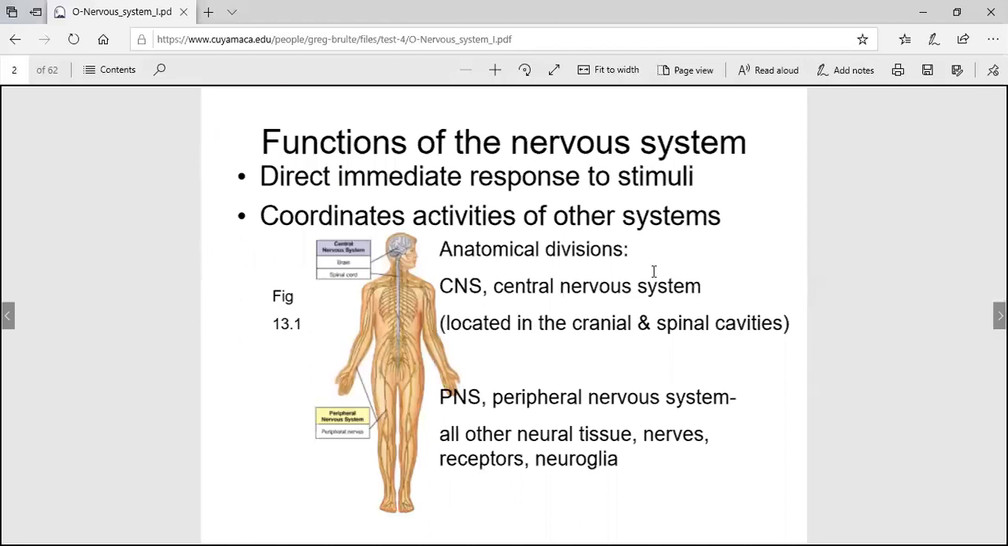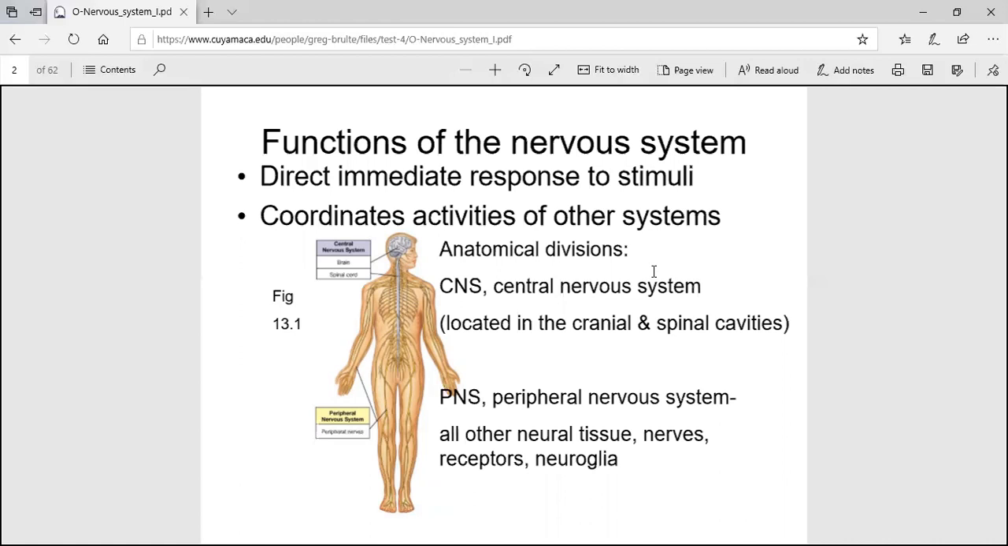Okay. So the functions of the nervous system, it's just general knowledge here. Direct immediate response to stimuli, coordinates activities of other systems. So the anatomical divisions, that's the physical anatomical divisions. You have the CNS, basically that's brain and spinal cord. And you have the PNS, that's the peripheral nervous system. So that's everything else. The CNS is central, the PNS is peripheral.